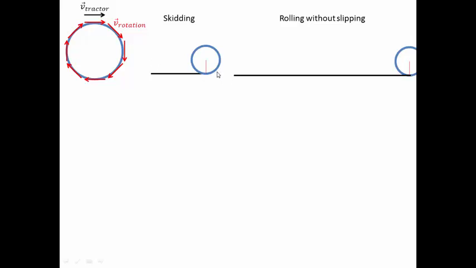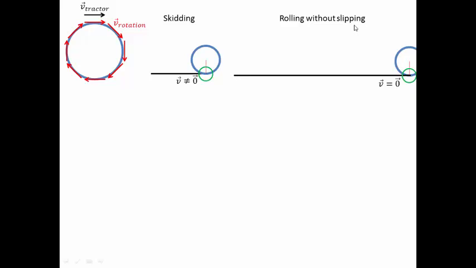So if you look at the bottom point of the wheel for the skidding motion, this point actually moves from here to here and is skidded across. So we can say that the velocity of this point is not equal to 0. Now comparing this with the rolling without slipping motion, this point does not skid across the surface. So this point is actually stationary at the moment of touching the ground. So the velocity of this point is equal to 0.